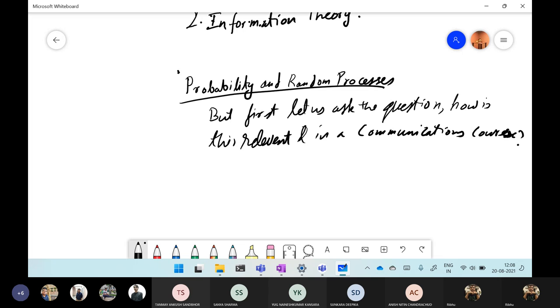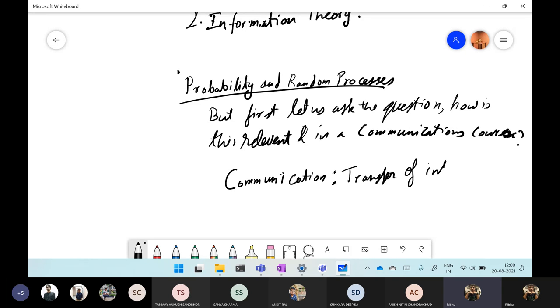You can guess. Okay, so now another thing is, since your minor is electronics and communication engineering, right? Yes. So you have done electronics a lot, and a course on electromagnetics, and the question is, what do you mean by communication? Transfer of information, Ankit, thank you. So communication, as Ankit said, is transfer of information.